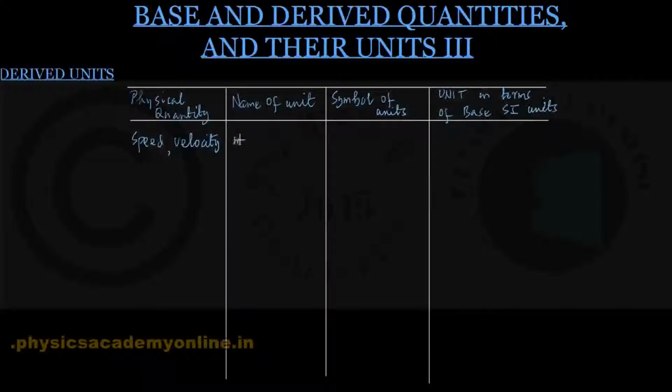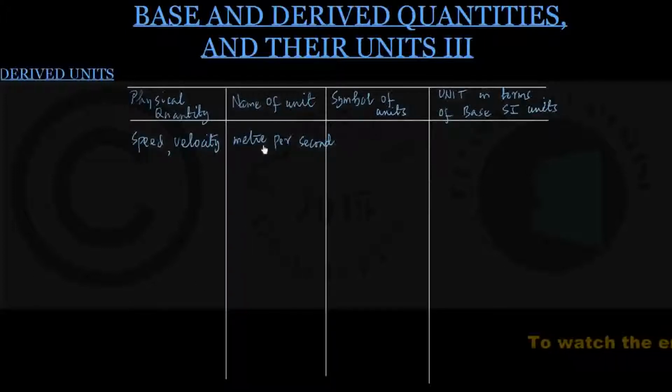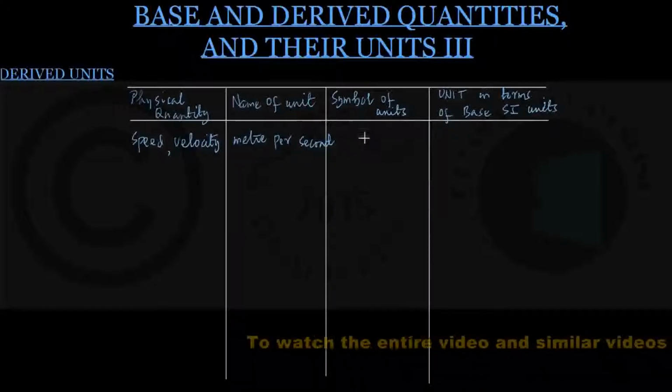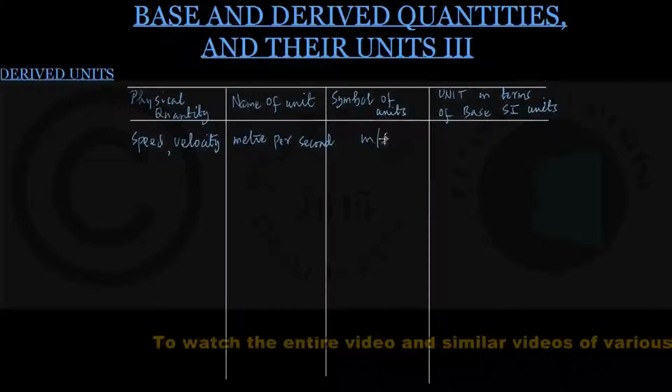I'm writing the full name first. Meter per second, if you write it in total. Obviously, if you go for the symbols, you can see the symbol of meter was m and the symbol of second was s. So you should go for this and write down the symbol of unit as just m/s.